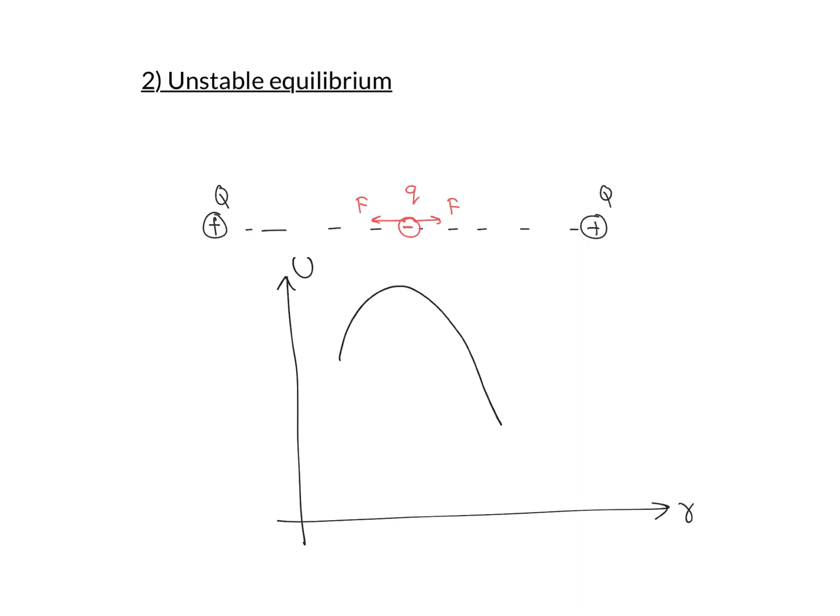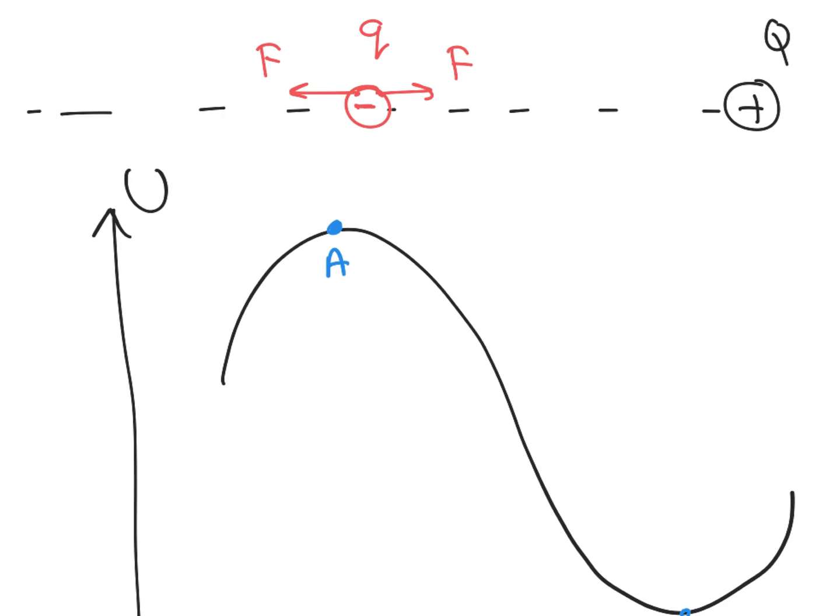If the shape of the potential energy versus distance graph is something like this, then at point A and at point B the value of du/dr is equal to 0, so the net force acting on the particle is 0. Now assume that we are at point A.